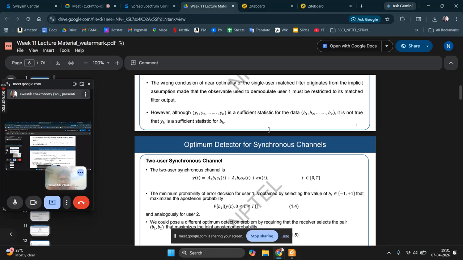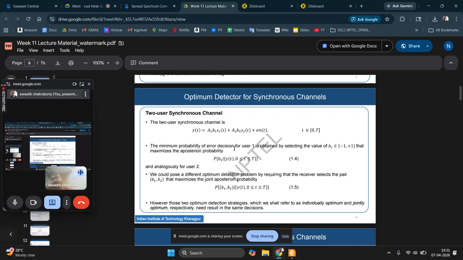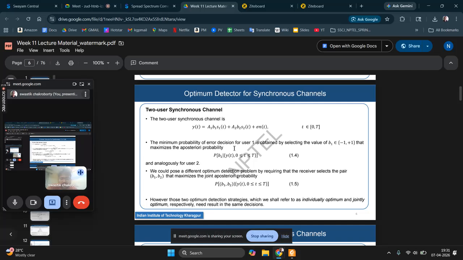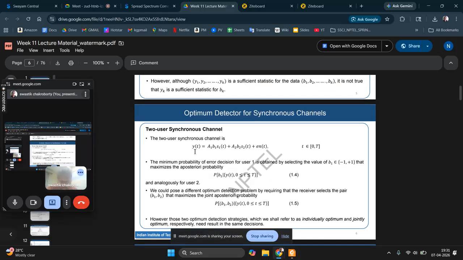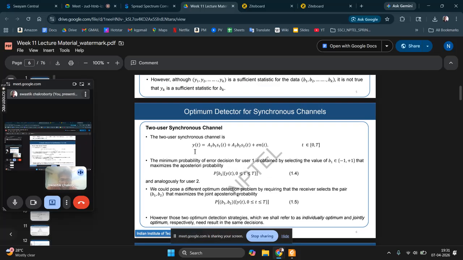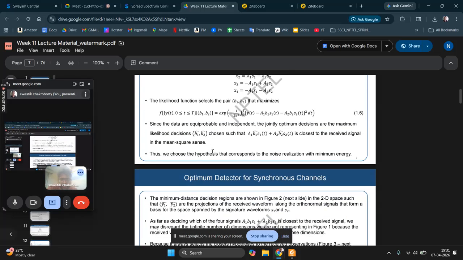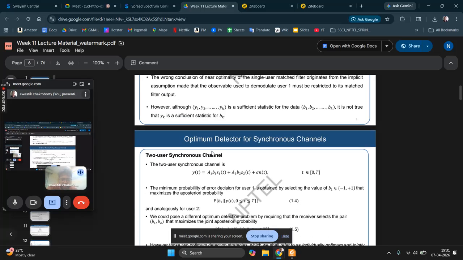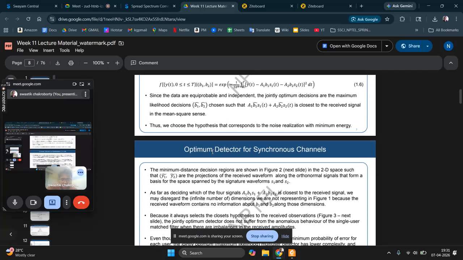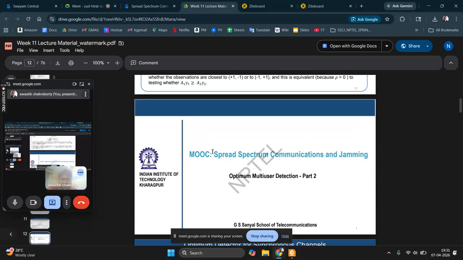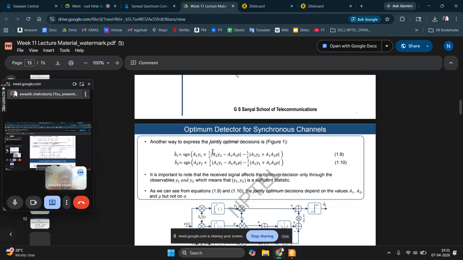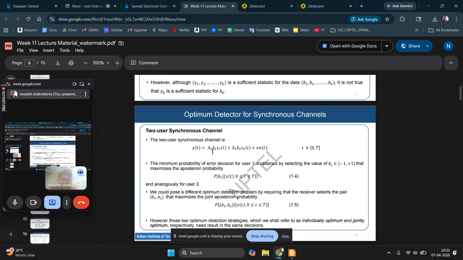So Yk is not a sufficient statistic for bk. Yk alone cannot give you the exact inference about the value of bk. Next there is another type of detector, which is the two user synchronous channel detector. Here you will take two users instead of multiple users, and we will go through that.